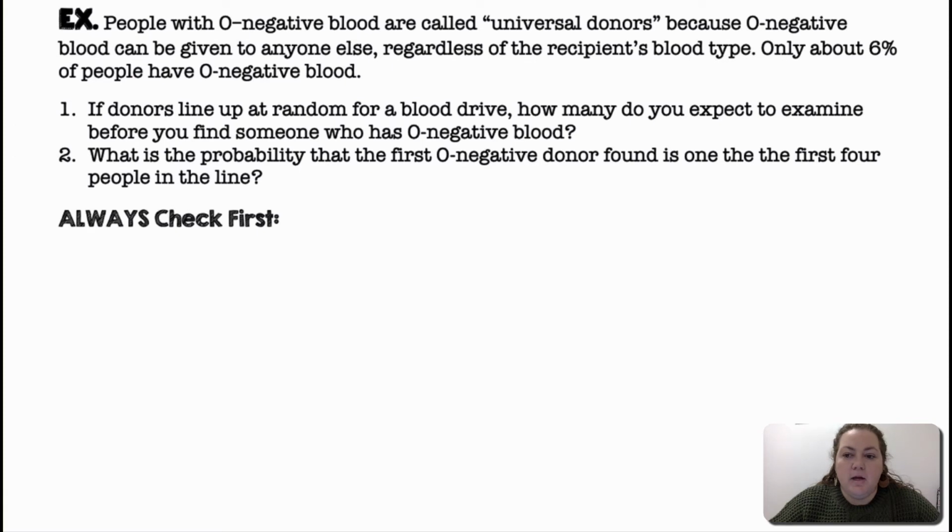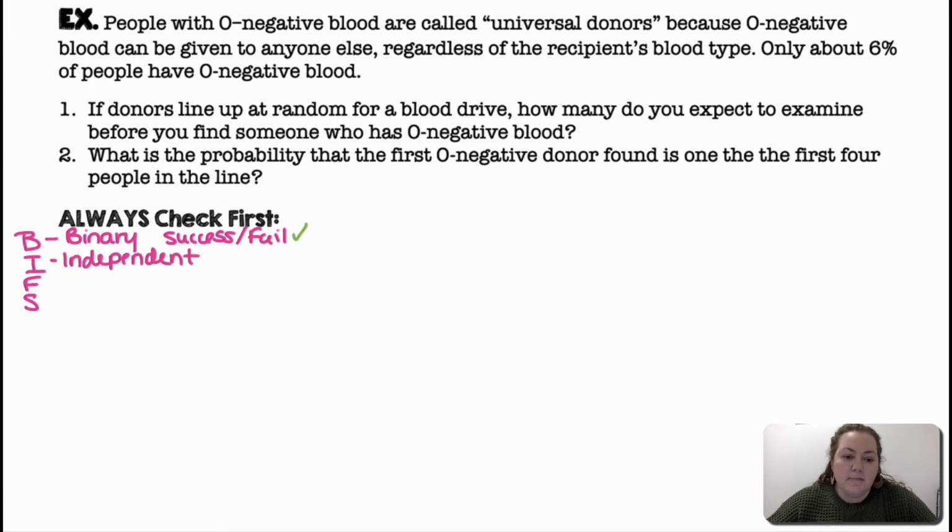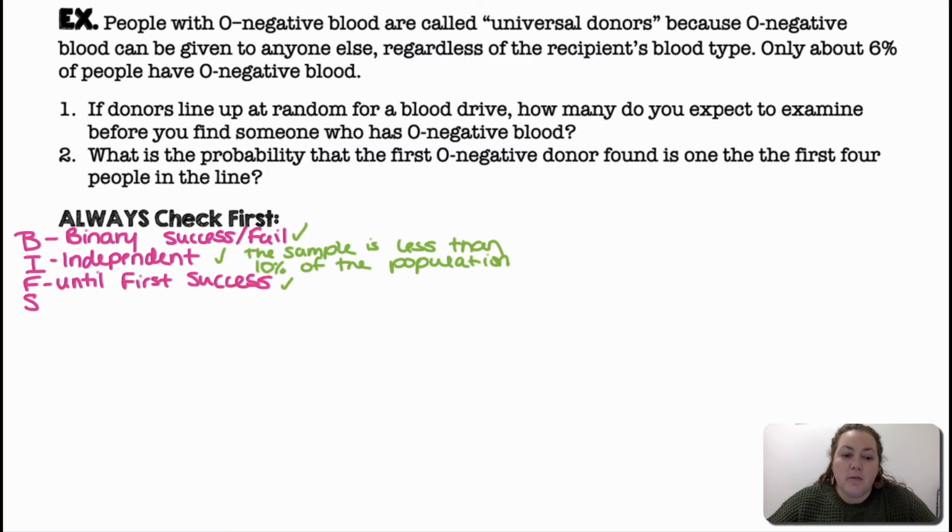Again with the O negative blood, if donors line up at random for a blood drive, how many do you expect to examine before you find someone with O negative blood? And what is the probability that our first O negative donor found is one of the first 4 people in line? So I'm checking the conditions for a geometric, because this is until the first success. That is going to be BIF. So binary, success or failure, check. Independent, the sample is less than 10% of the population. We can assume that. Also, we can assume that one donor is independent of the next donor. Until our first success is what we're going to keep going until. And then we have a set probability. The probability stays the same at 6%.